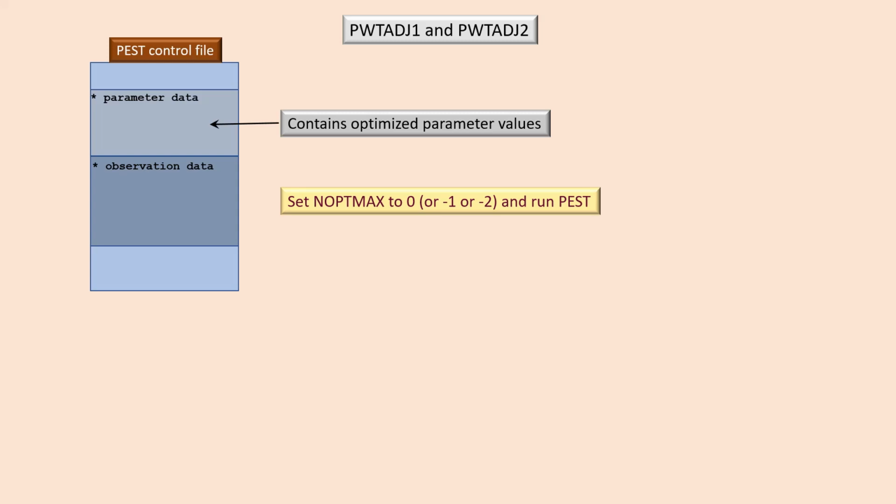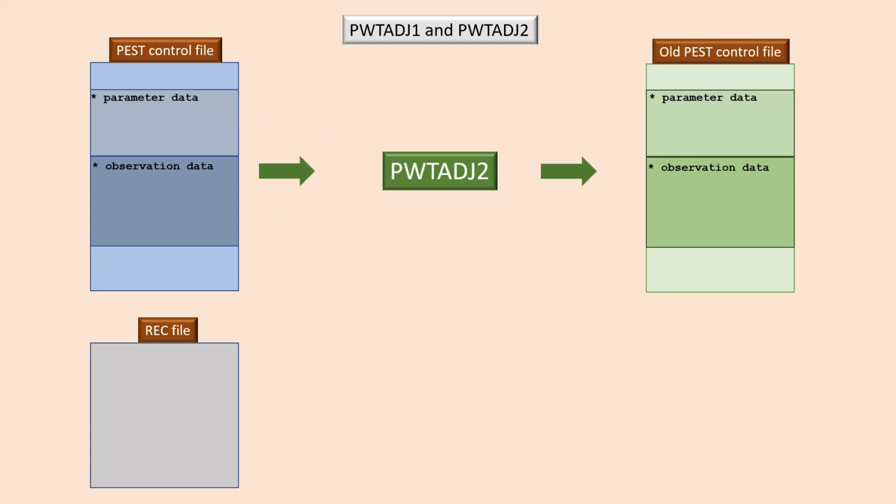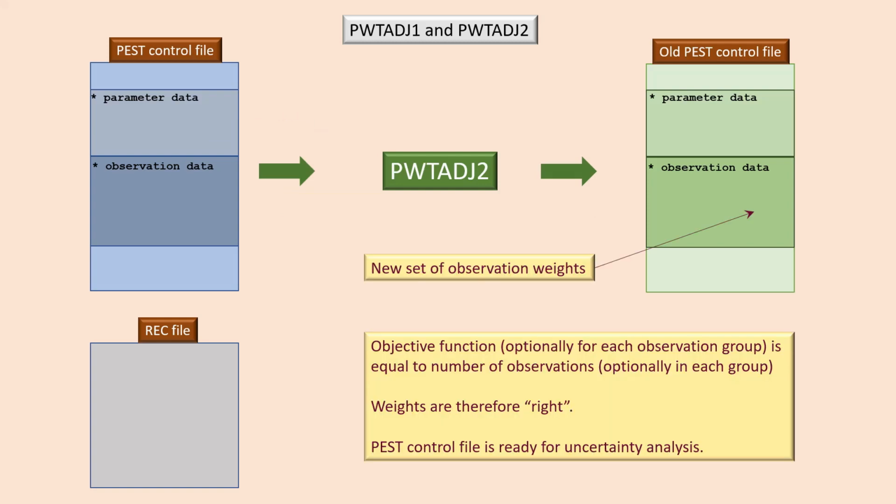Anyway, we set nopmax to 0, -1, -2, run PEST, and we get a run record file in which the objective function is computed and contributions made by different observation groups to the total objective function have been computed. Then we can run pwt-adj2 to build a new PEST control file in which the weights have all been changed. In this new PEST control file, the weights become right.